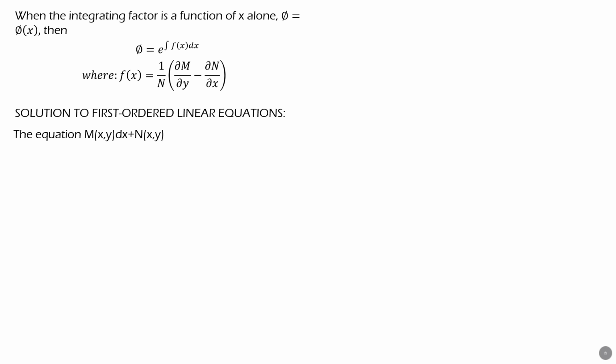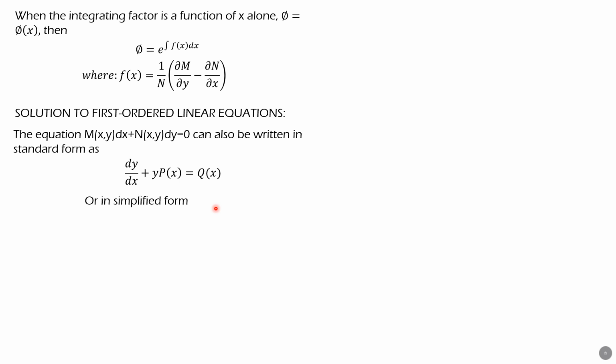because the equation M(x,y) dx plus N(x,y) dy can also be written in the standard form dy/dx plus y P of x equals Q of x. We can rewrite this form into this form: dy/dx plus Py equals Q, where both P and Q are functions of x.